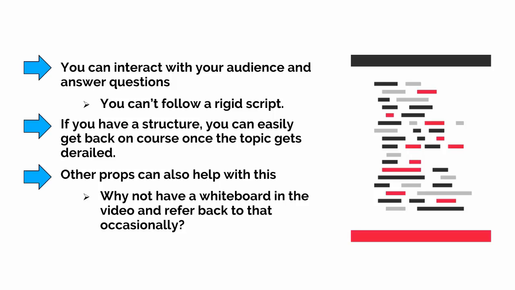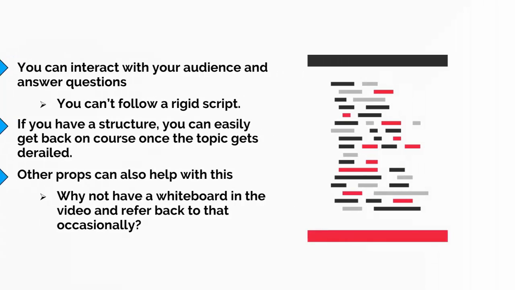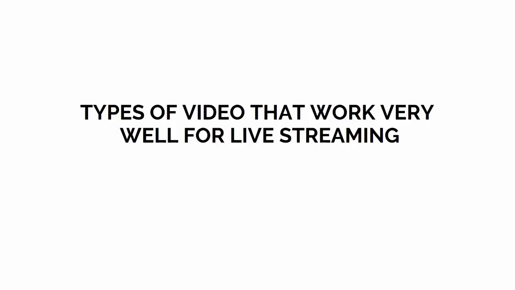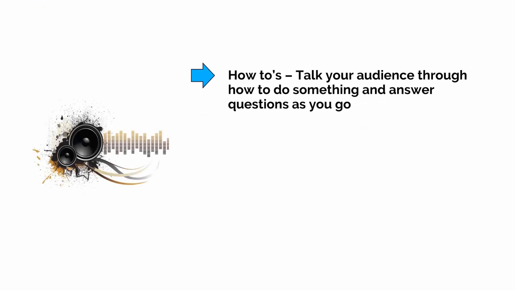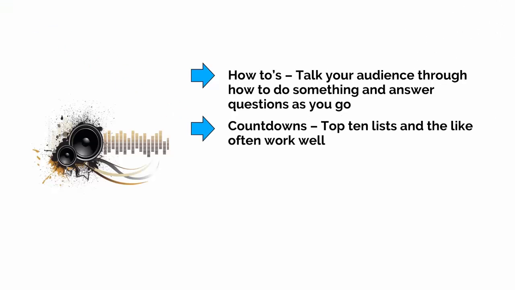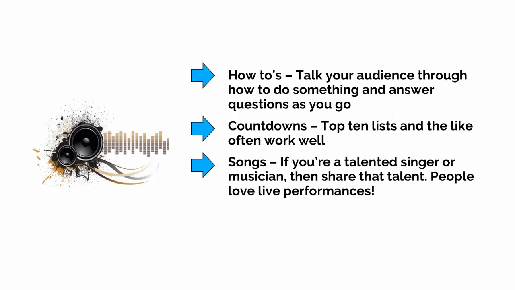If you're still stuck for ideas of videos to make, here are some good suggestions that will work very well for a variety of different niches. And the first one is how-tos. Talk your audience through how to do something and answer questions as you go. Then there are countdowns. Now, as I just mentioned, top 10 lists and the like often work well. Then there are songs. If you're a talented singer or musician, then share that talent. People love live performances.